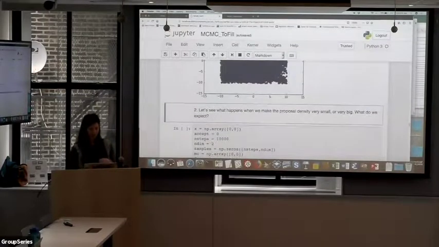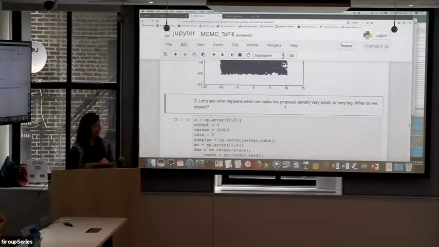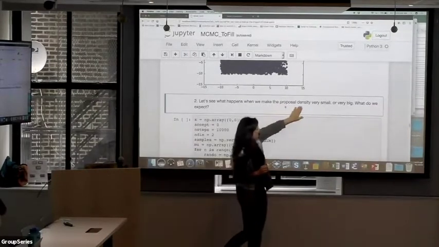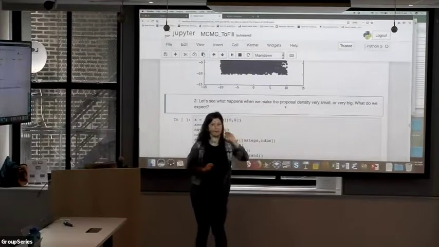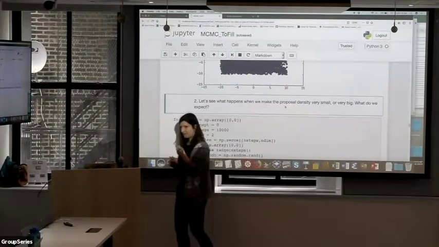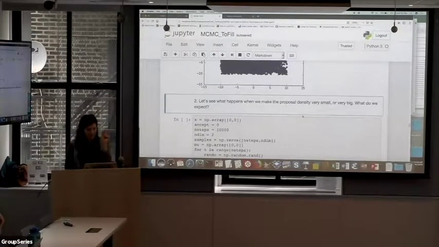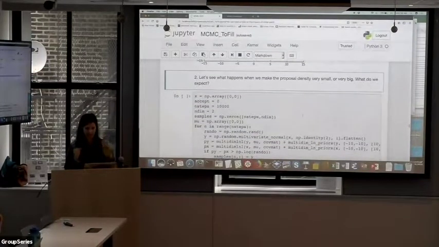The other one is we can check what happens, and in a way we've done this already, when we make the proposal density very small or very big. And this should affect the acceptance rate. So if I make the proposal density tiny, what happens? Acceptance rate goes up. Right? That's the whole idea.